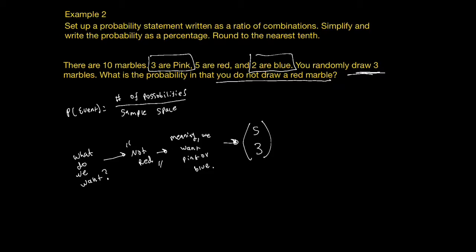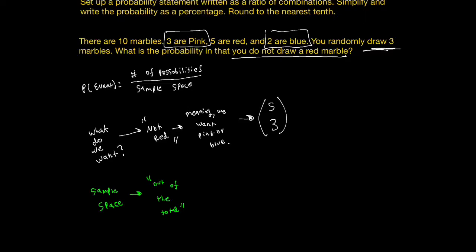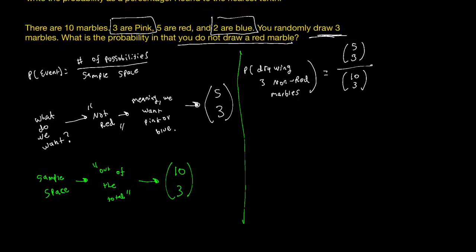That's the numerator. Now let's get the sample space. For the sample space, we want to get our choices out of the total. So here we look and we have a total of 10 marbles. So out of the 10 marbles, again, the event is telling us that we're going to draw 3 marbles. So we're going to get 10 choose 3 for the sample space. And now we can set up our probability statement. The probability of drawing 3 non-red marbles is going to equal 5 choose 3 all over 10 choose 3.